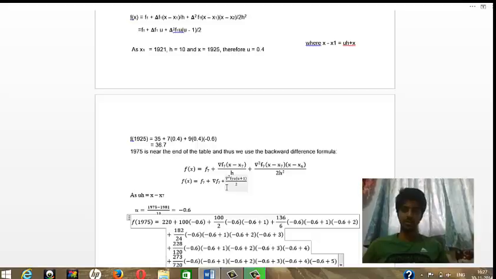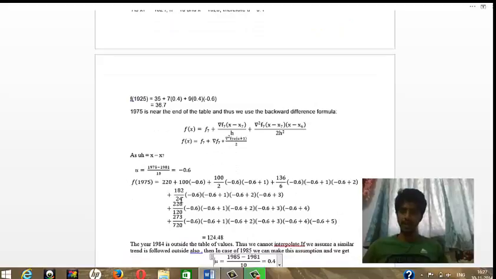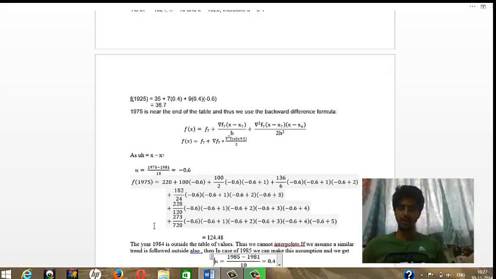Similarly, as mentioned earlier, u is equal to x minus x7, as we are processing through a backward difference formula. Therefore u can be estimated from this. Therefore f of 1975 is equal to 220 plus 100 into minus 0.6 plus the rest of the formula, with the value of the variable placed in this formula, and we have calculated the population in the estimated year, that is f of 1975 is equal to 124.48.